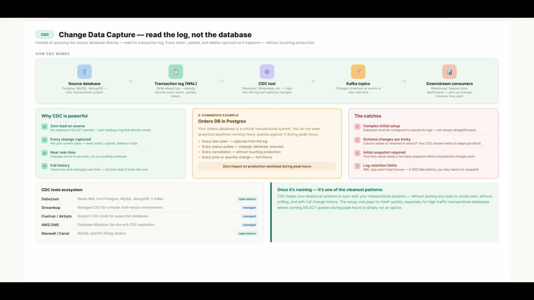Now there's a third pattern that's worth understanding, and it sits somewhere between push and pull. It's called change data capture, or CDC. The idea is instead of querying the source database directly, you read its transaction log. Every insert, update, and delete that happens in that database gets recorded in a log, and CDC tools tap into that log to capture changes as they happen.